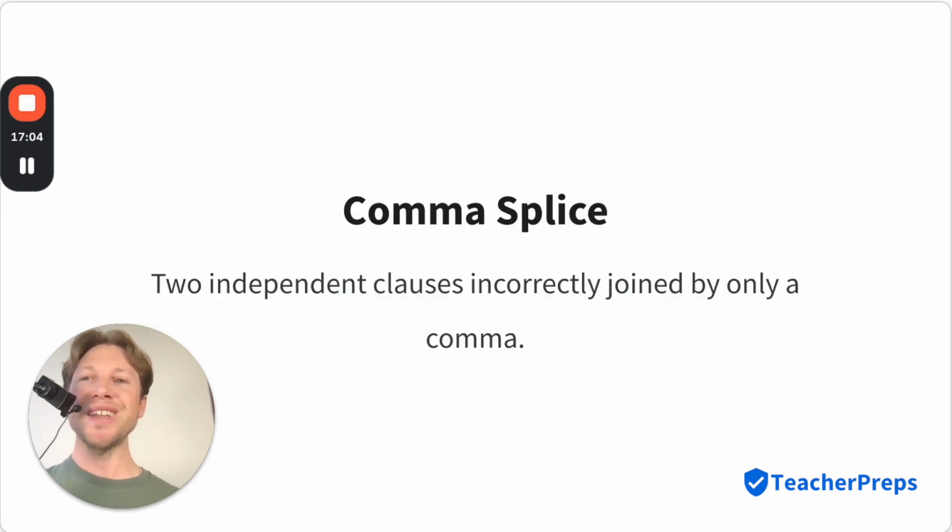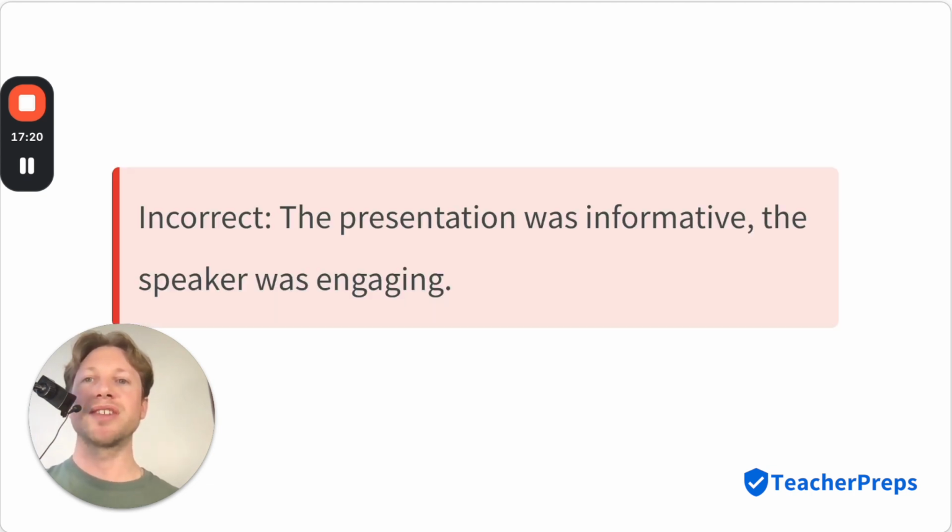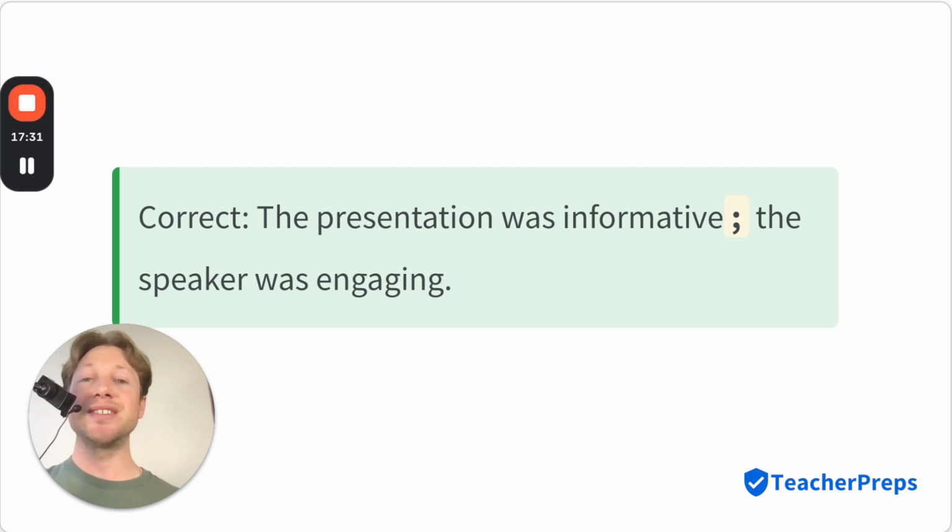So next up, we have a comma splice, and in case it's been a while, let's go over this as a refresher too. This is a really common error, and it's when two complete sentences are joined together only with a comma. And here's an example. "The presentation was informative, the speaker was engaging." Notice that the comma is not strong enough to hold those two ideas together. So the fix is easy though, and this is the type of question that you might receive on your exam about how to fix it, right?